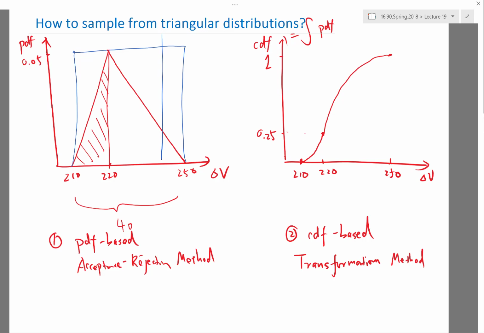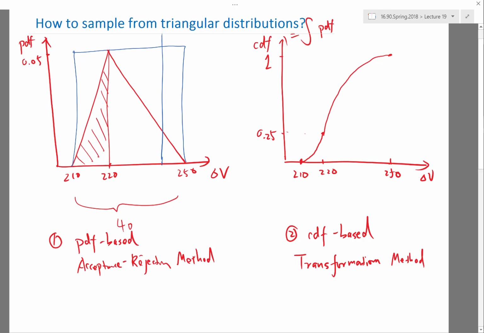So this is in some sense equivalent to saying, if I get a particular sample, then I look at the PDF I want to achieve. If the PDF has a low probability density at that point, I'm more likely to reject it, right? Because it's more likely to be lying in this proportion. And if I sample at a high point in the PDF, I'm more likely to accept it. So that's the PDF-based method, the acceptance-rejection method.